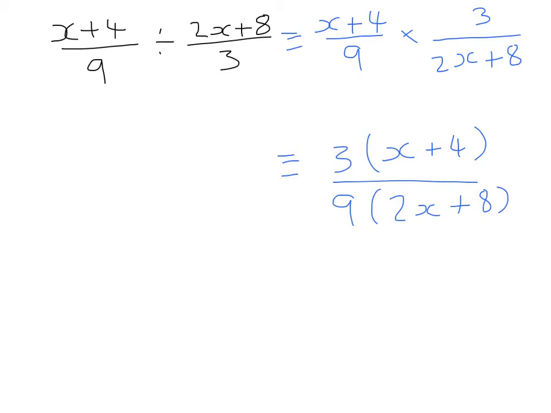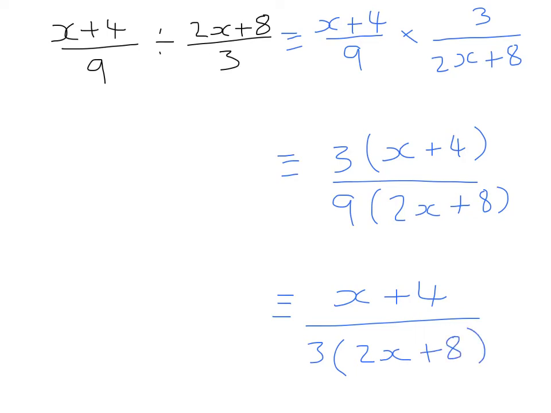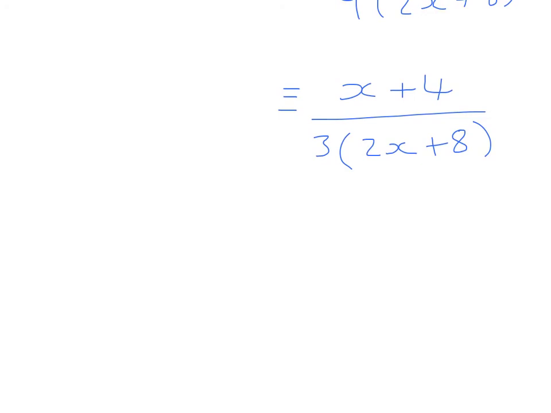This time, even before expanding any brackets, I can see straight away that 3 over 9 could be simplified. So if I divide 3 by 3, I would get just 1, leaving me with 1x plus 4 on the top, and I would have 3 on the bottom. Now, as I said before, I could leave it in this form. I am going to expand that bracket on the bottom to give me x plus 4 over 6x plus 24.